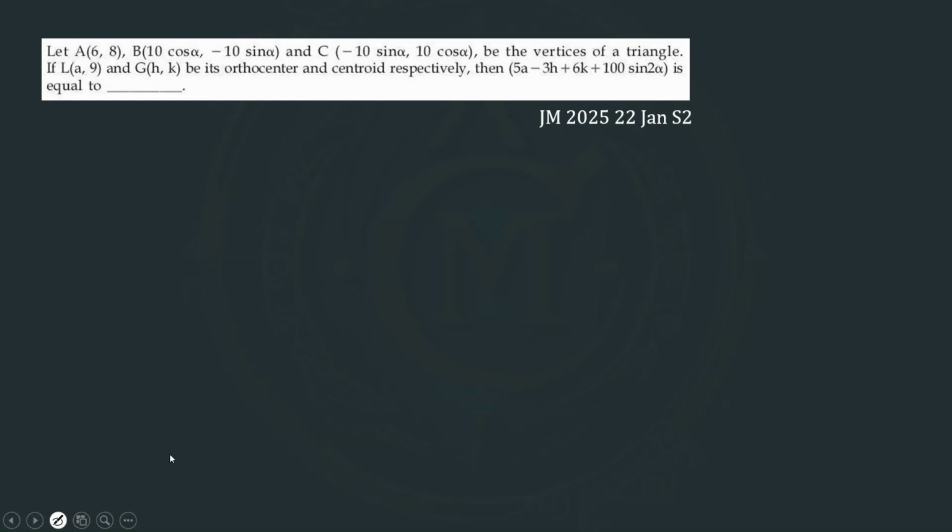So let us first analyze the situation. Here three vertices are given for a triangle A, B, C. Now the question is saying something about the orthocenter and the centroid of this triangle. That means the first idea that should strike our mind is about the Euler line. So what is the Euler line? Let us discuss the concept here.